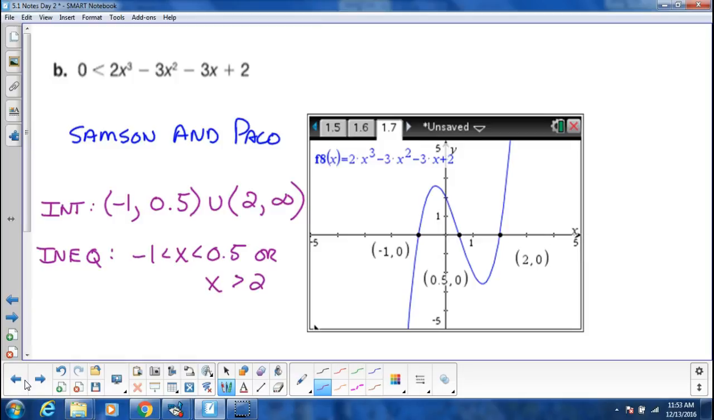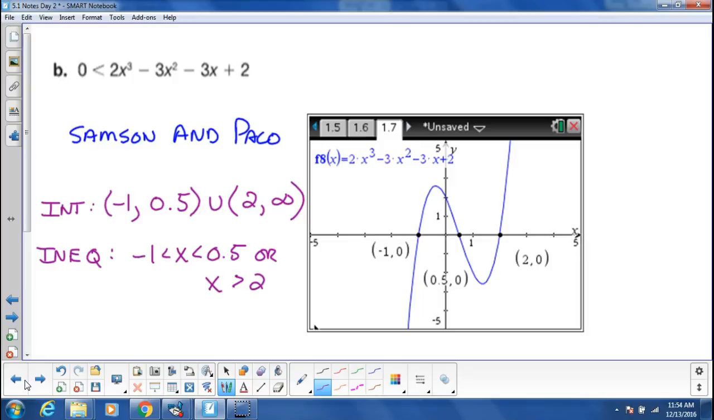Samson and Paco end up being the same way on this one, right? Why? Why are Samson and Paco the same method? Because putting in 0 is the x-axis. Even more than that, how's the problem given to you? Already set to 0, right? So it ends up being the exact same method. If Paco graphed the line y equals 0, you're not really going to see anything because it's going to be the x-axis.